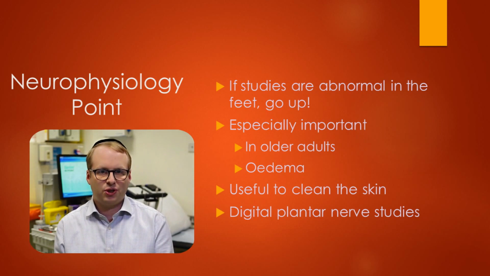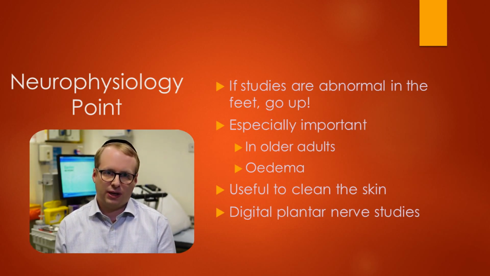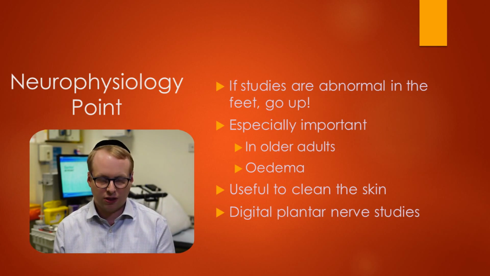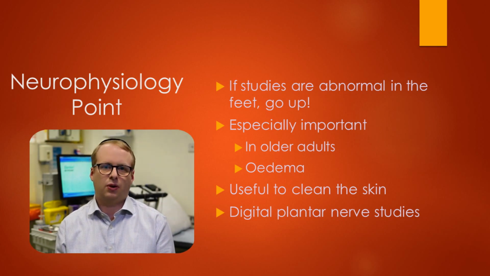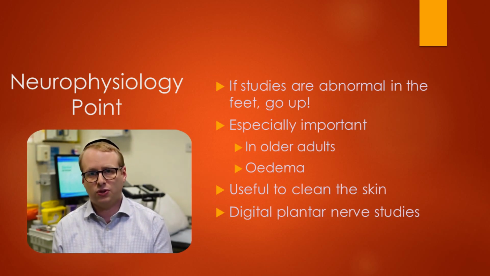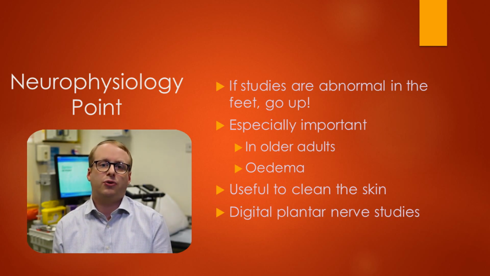A couple of neurophysiological points, if I may. The first one is, if there are abnormalities in the studies in the legs, and this is particularly the case for patients who are older, it's vitally important that one doesn't just assess the feet, one actually assesses the upper limbs as well. Really important to get a fuller picture as to what nerve fibres are being affected and to what extent, and what the pattern of the neuropathy is.